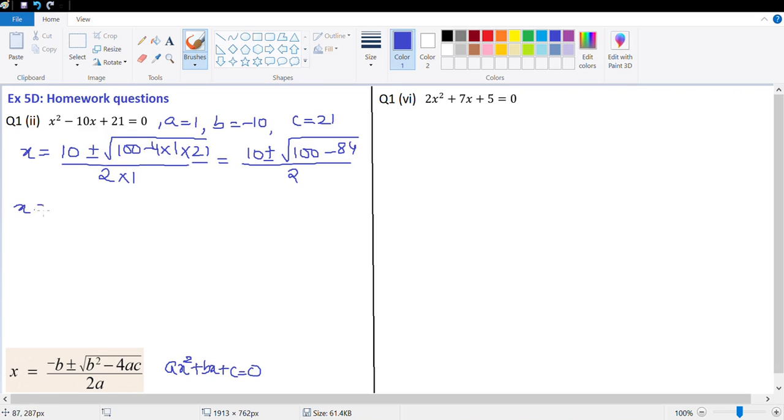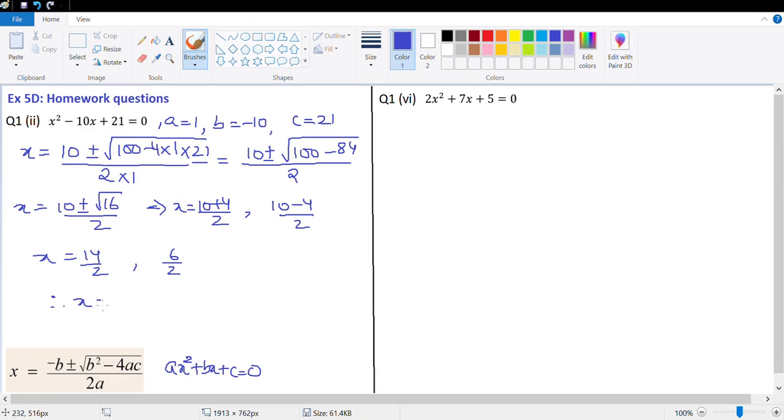So x would be equal to 10 plus minus root 16 upon 2, which means x is equal to 10 plus 4 upon 2 or 10 minus 4 upon 2, which means x is equal to 14 upon 2 or 6 upon 2. Therefore, x is equal to 7 or x is equal to 3. These are the two values that we get. Good, let's look at the next question.